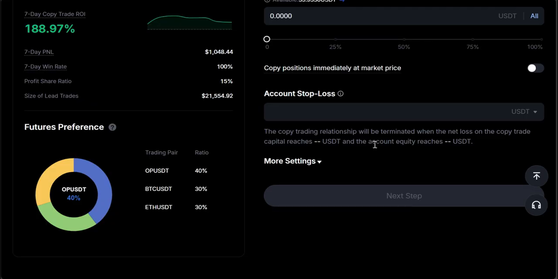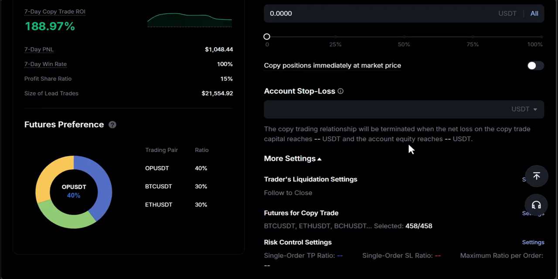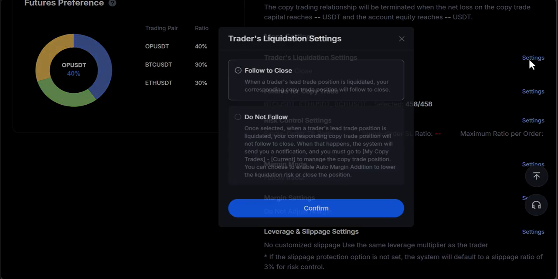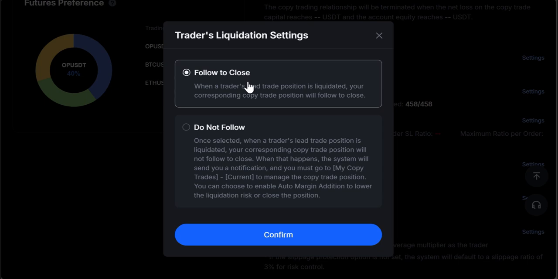When you click on more settings in any of the three modes, you can have more customization. Trader's liquidation setting: if you choose follow to close, this means when a trader's lead trade position is liquidated, your corresponding copy trade position will follow to close.